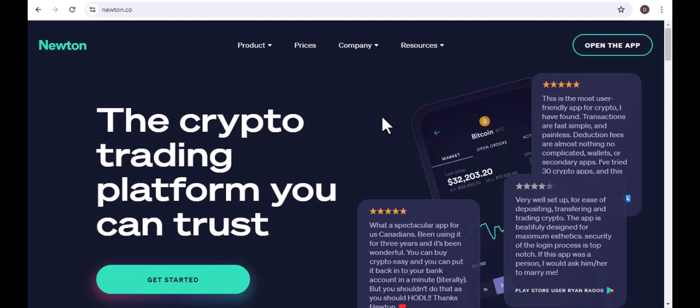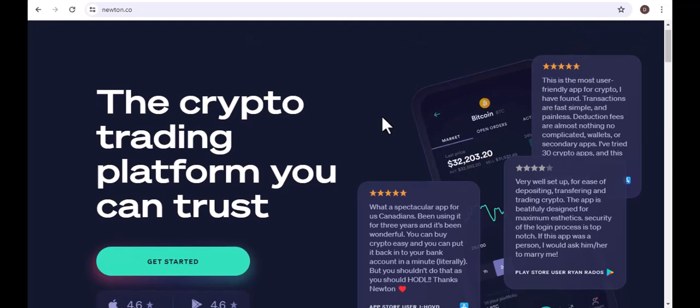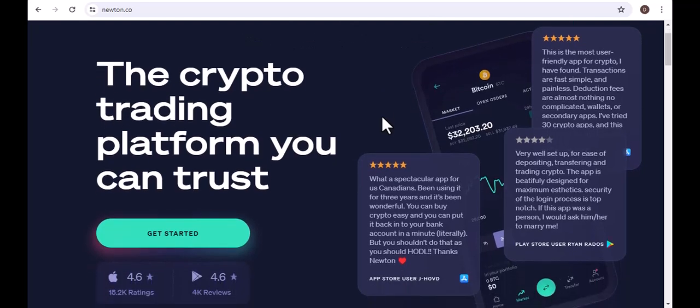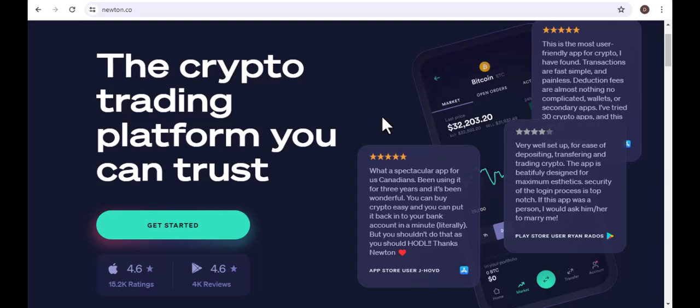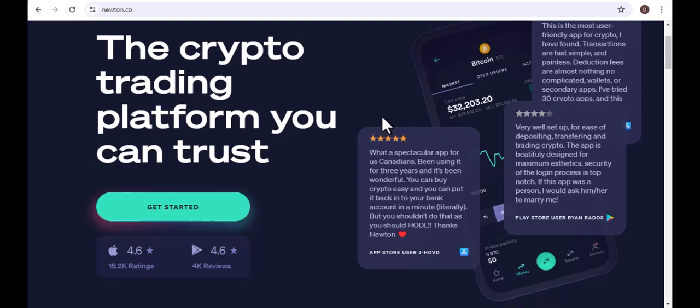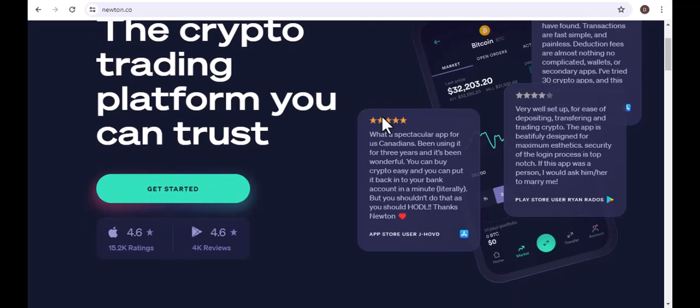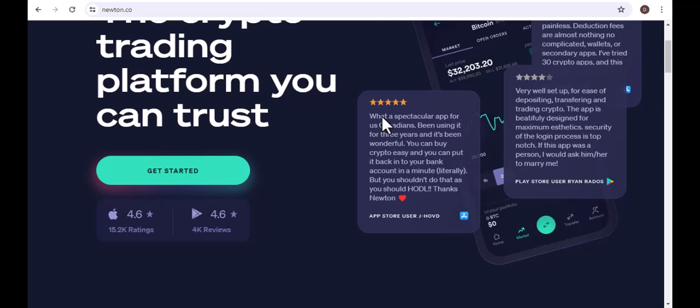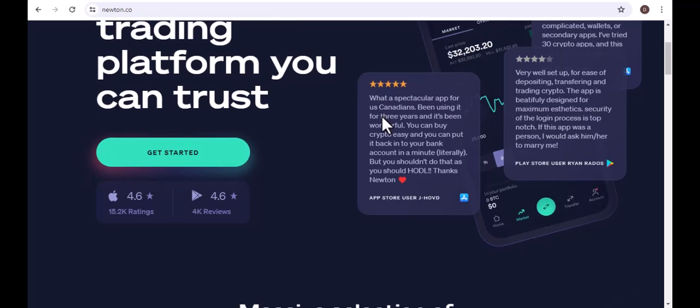Can you really trade stablecoins on Newton? It's a question many of you in the Canadian crypto space have probably asked, especially with the growing popularity and utility of stablecoins. In a market often defined by wild price swings and unpredictable volatility, stablecoins offer a much-needed anchor, a digital safe haven pegged to the value of traditional assets like the US dollar or Canadian dollar.